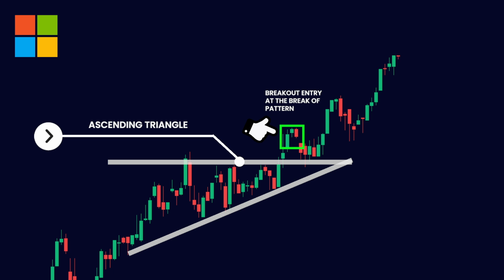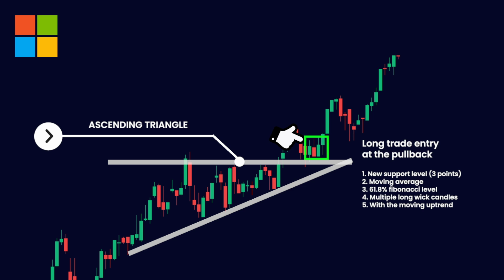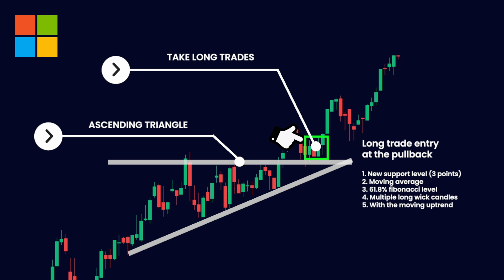However, more cautious traders prefer to wait for a pullback before entering. That pullback often shows up as multiple candles with long wicks reacting to the newly formed support near the top edge of the triangle, and where a moving average also aligns, creating a strong confluence zone. Once there's a shift in the lower time frame trend, that's when you'd look to take long trades using your strategy and tools.